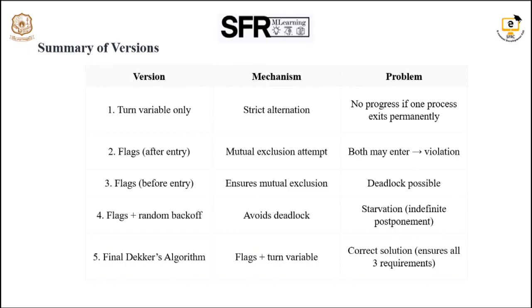And the fourth one is a flag and random backoff. It avoids the deadlock, but starvation is still possible due to the postponed entry. And the fifth one is the final Dekker's algorithm. The final Dekker's algorithm uses both a flag and a turn variable. It is the correct solution to the three requirements. It ensures all three requirements: mutual exclusion, progress, and bounded waiting. So this is the summary of the versions of the Dekker's algorithm.